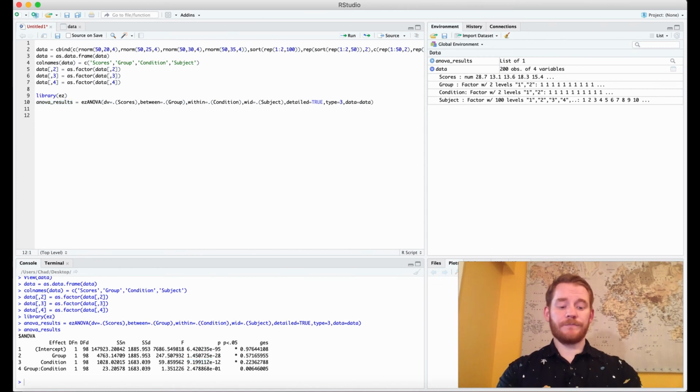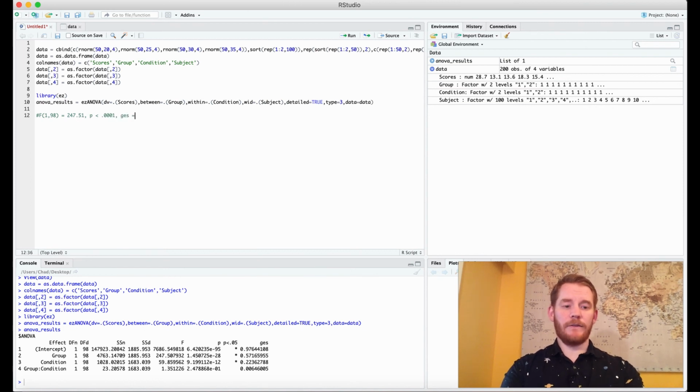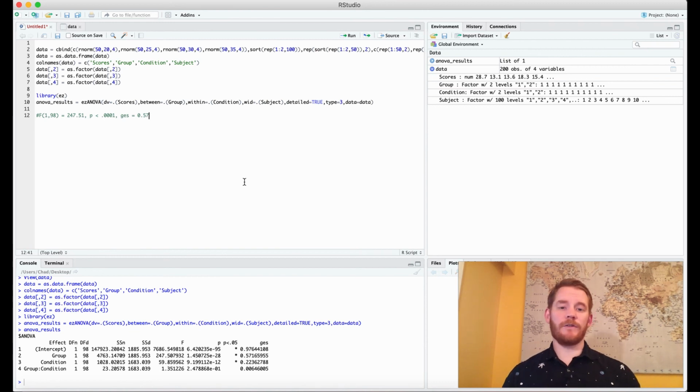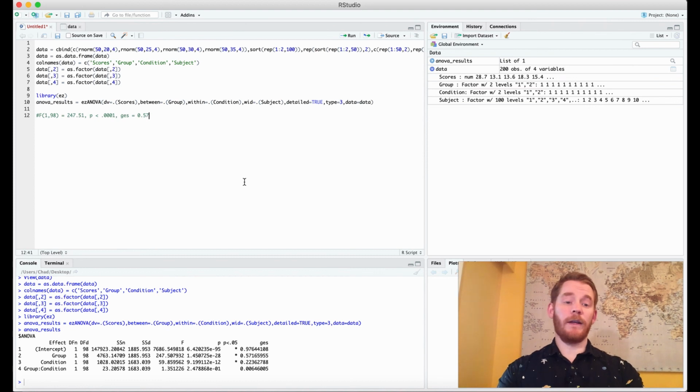So how do we report this? We go F, 1 comma 98, which is our two degrees of freedom, equals, and let's go with the group factor first, which is 247.51 F value. Our p is very small, so less than 0.0001, and our generalized eta squared is 0.57, and that's what you see here. Now I'm just putting GES here, but eta is a symbol, so make sure you're reporting it correctly when you're actually reporting it outside of R. So that's our first main effect, our group main effect, or our between subject main effect.